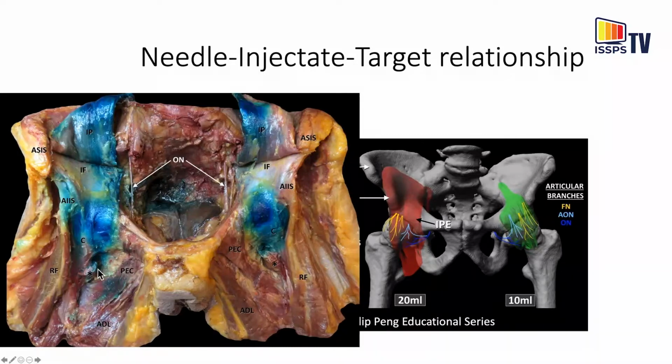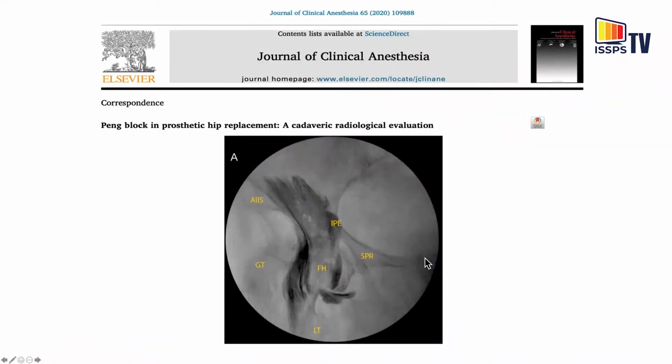And this is important because this inferior capsule is where the articular branches of the obturator reach as well. We are not the only one. So these are the three articular branches that we need to pay attention to: femoral, accessory obturator, and obturator. So we are not the only one who described this.